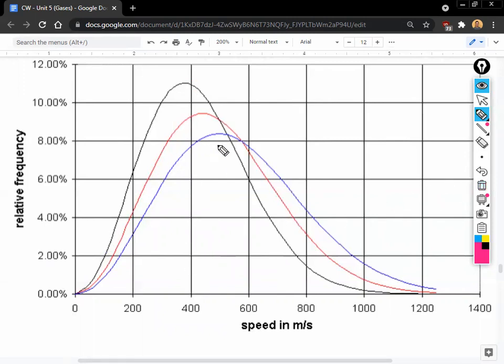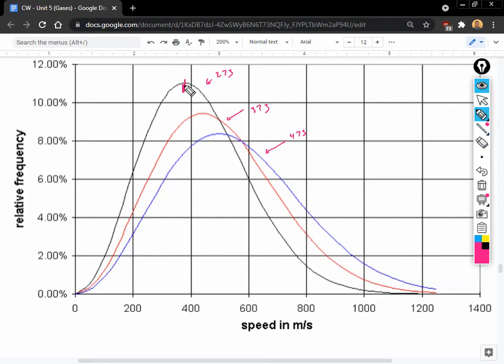So if you guys take a look at this graph, remember the black one is 273, the red one is 373, and the blue one is 473. And you guys should notice as we increase the temperature, what happens to the percentage of gas molecules that get faster? Yeah, we have more gas molecules moving faster, right? So here, look at the peaks.